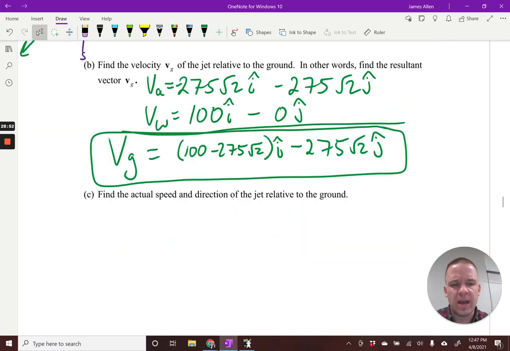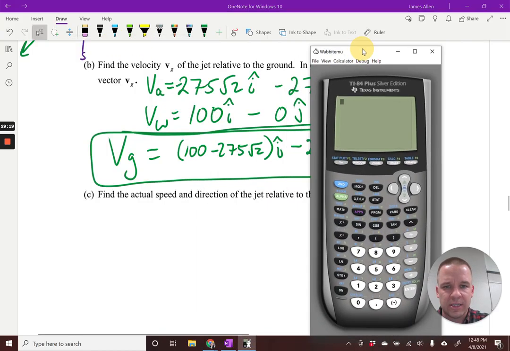Okay? So we have this vector for our aircraft, the velocity relative to the ground. Now what it's asking for is the actual speed and the direction of the jet relative to the ground. So how do we do that again? We've done so many crazy numbers here that it can be easy to get lost as to what's going on. Well, I'm going to pull up the calculator here real quick.